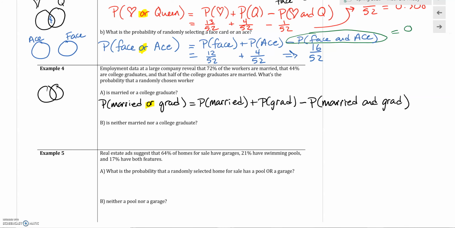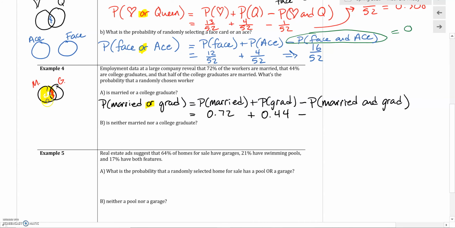Okay, well, the probability that someone picked is married, it says 72% of the workers are married, so there would be a 0.72 chance that I pick someone that's married. 44% are college grads, so the probability of getting someone that's a college grad is 0.44. Again, what happens though is I got married, college grads, there's some overlap.